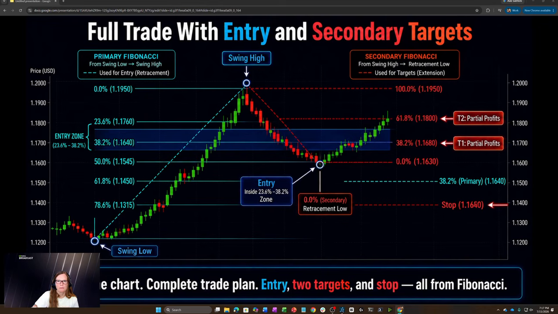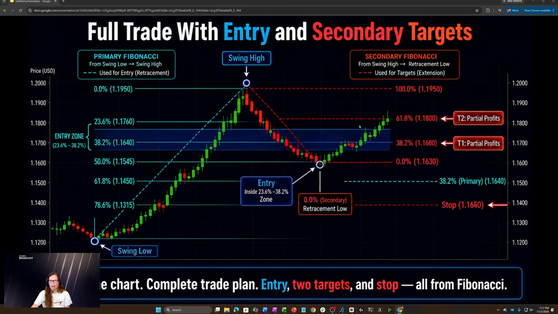Let me walk through this practically. I take my entry at the 38.2 retracement of the primary draw on a trending day using method 1. Then price starts to move in my direction. Well, I have drawn my secondary Fibonacci from the most recent swing high down to the most recent swing low. The 38.2 of that draw is my first target, target 1. That is where I take partial profits.